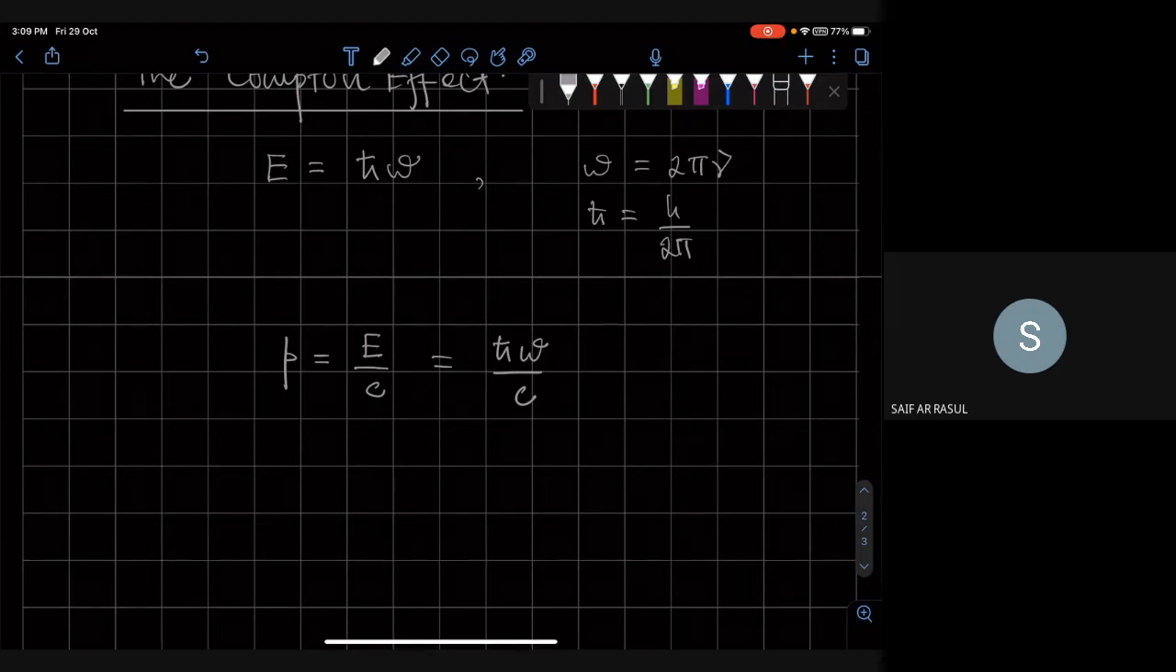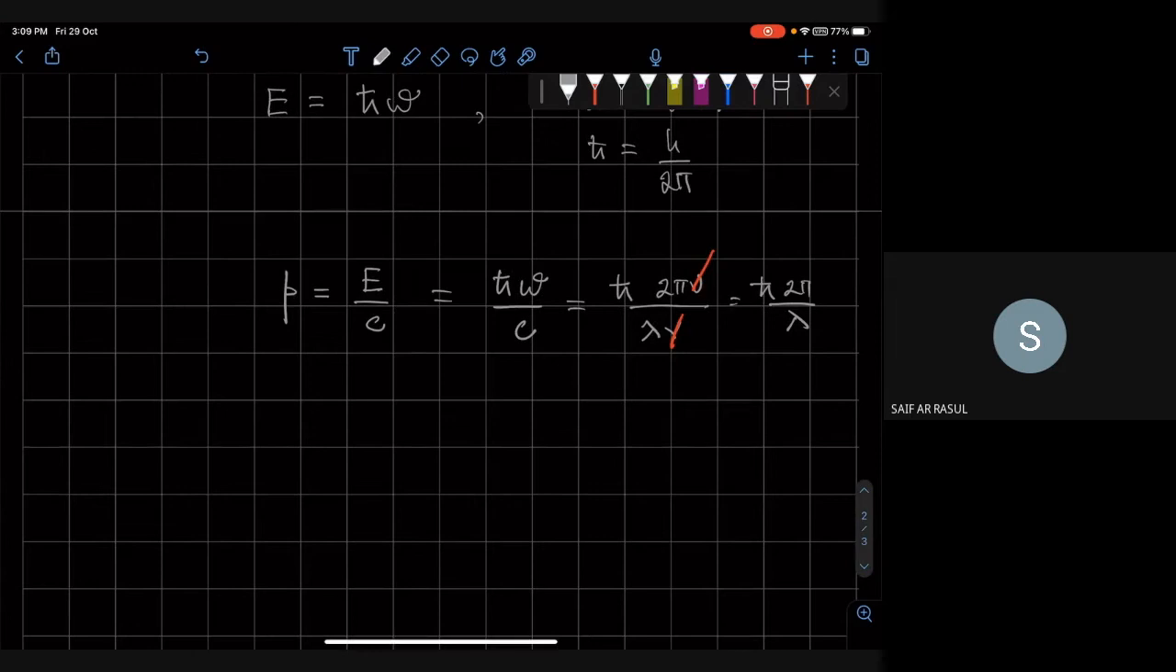So what is h bar? We just keep h bar as it is. Omega is 2 pi nu. c is lambda nu. And therefore, the nu's cancel out. And therefore, we get h bar 2 pi by lambda, where lambda is the wavelength.